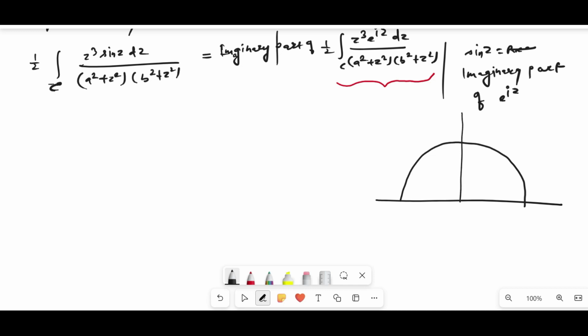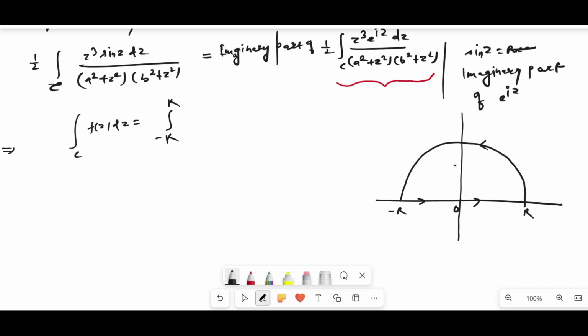The center will be at 0, the radius varies from negative r to r, and the direction will be counterclockwise, that is, anti-clockwise direction. So by using that, we can write the integral over the curve c of f of z dz is equal to the integral from negative r to r.